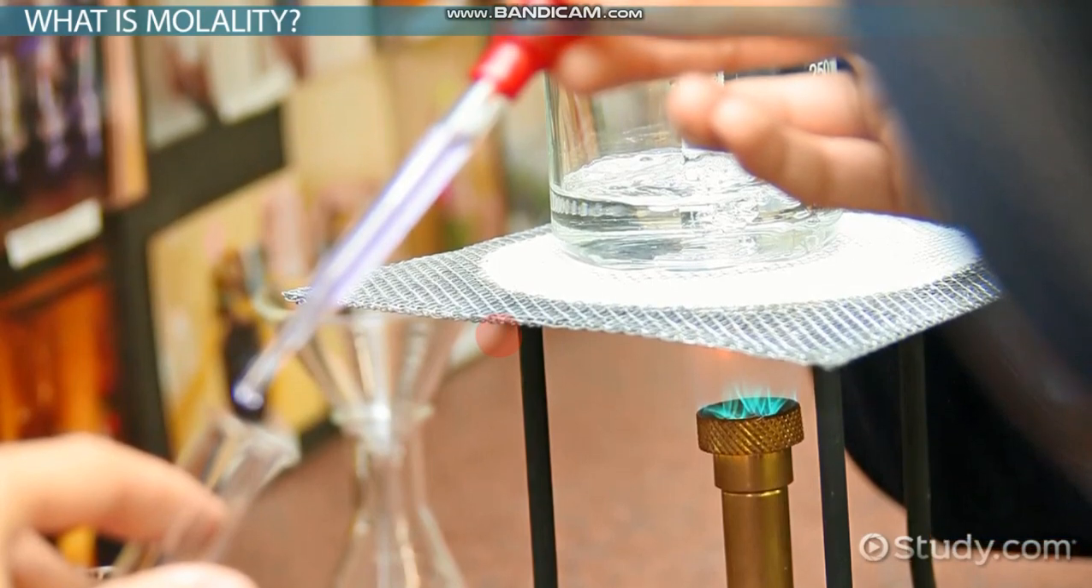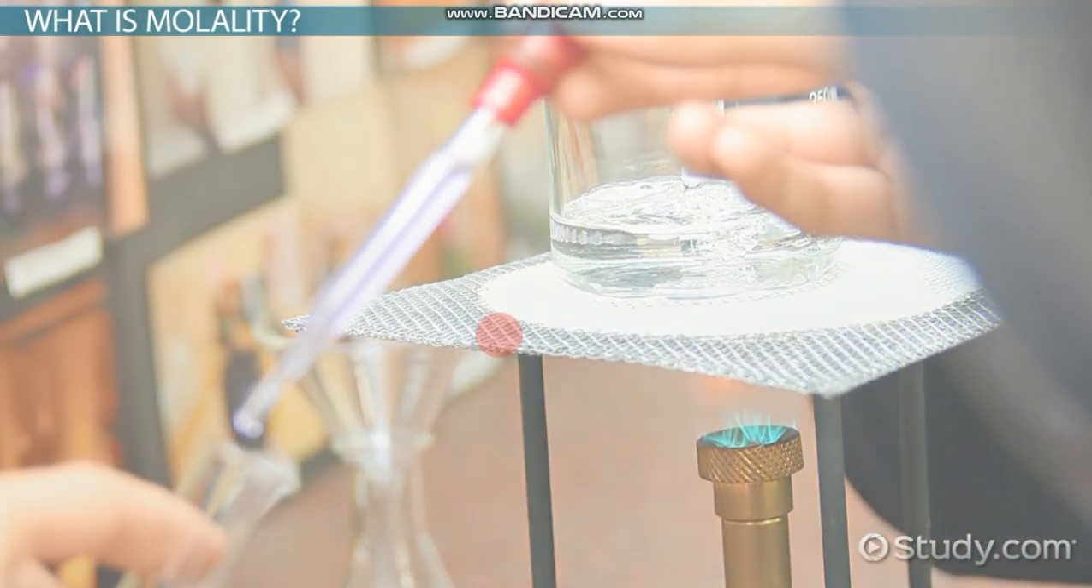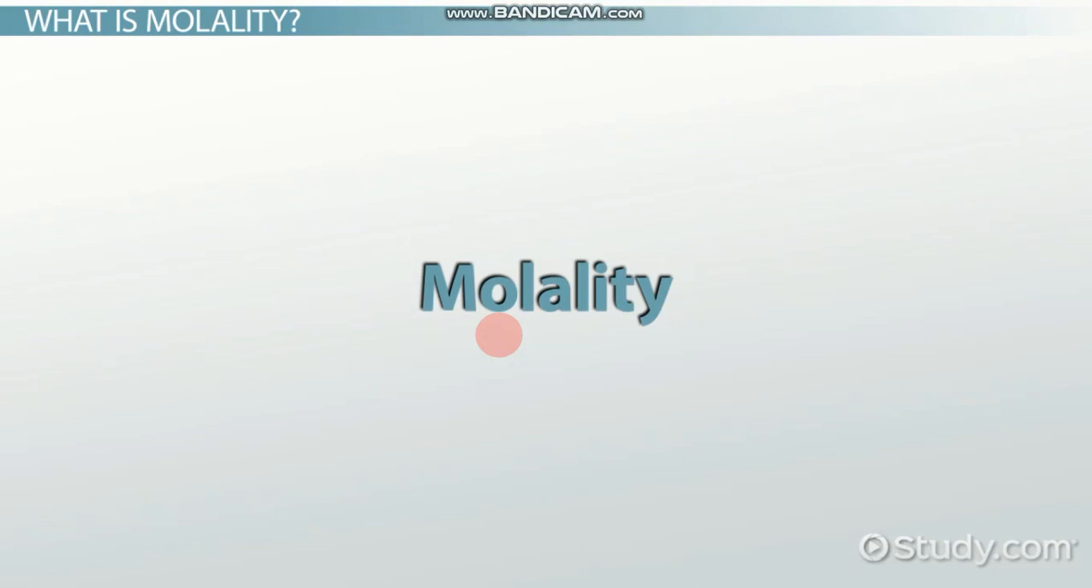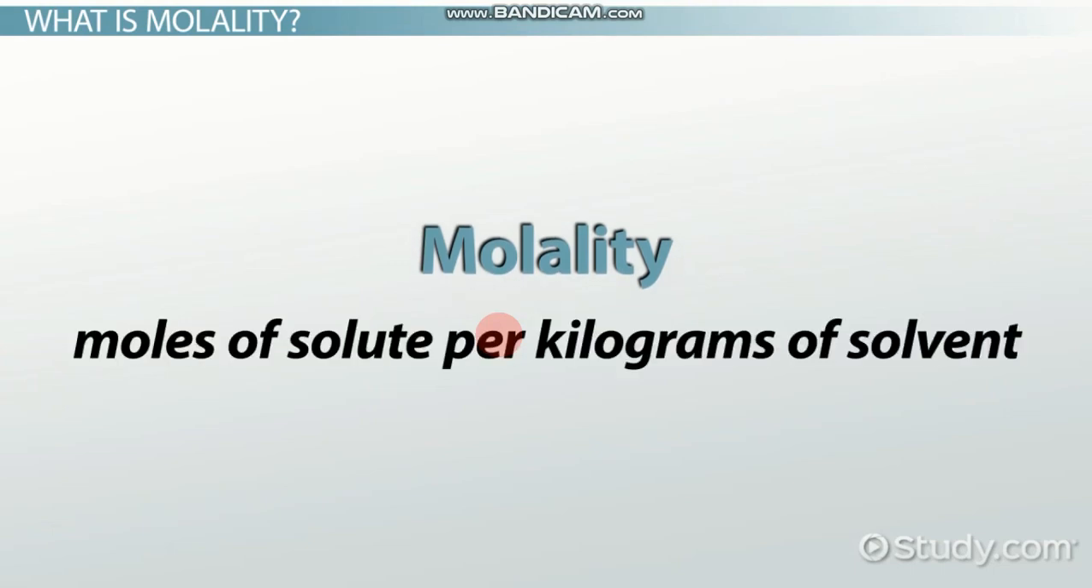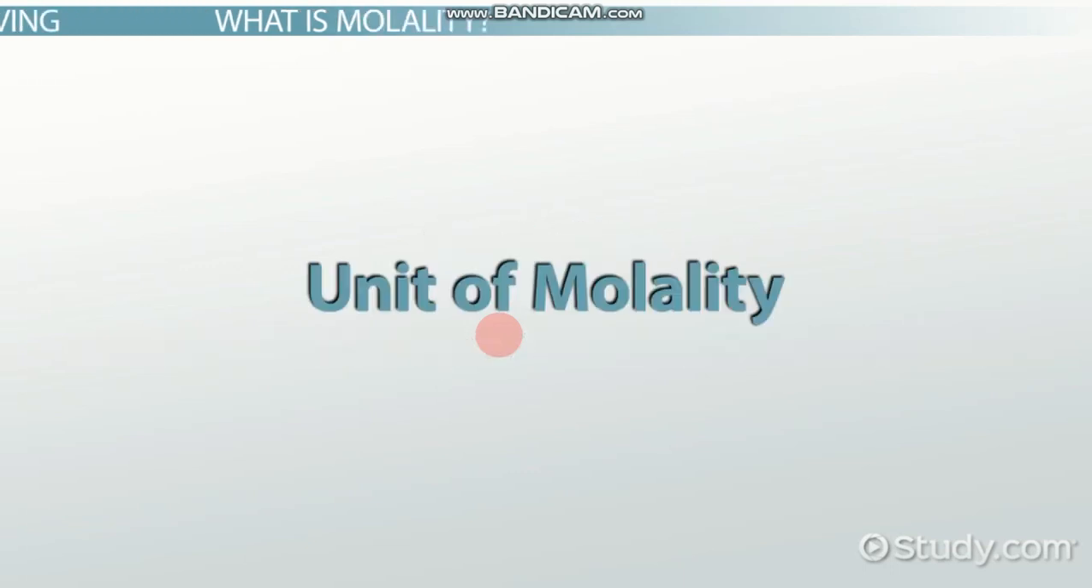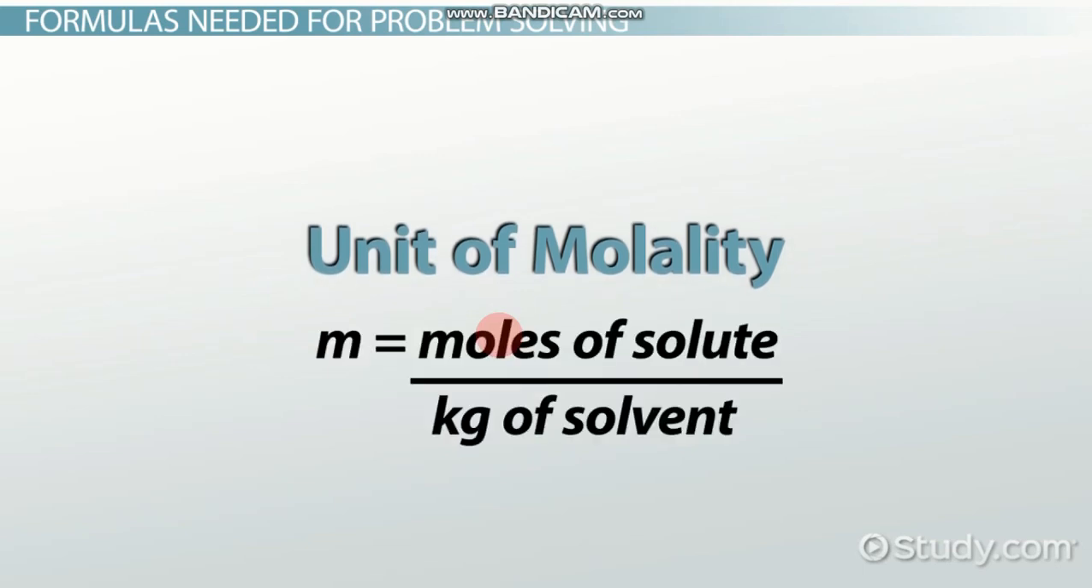One of the ways concentration is expressed is through molality. Molality, symbolized by a small m, is the number of moles of solute per kilograms of solvent. The unit of molality is therefore expressed in moles per kilogram. The formula for molality is m equals moles of solute over kilograms of solvent.